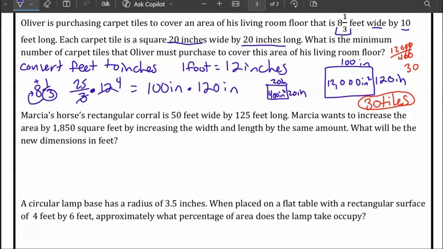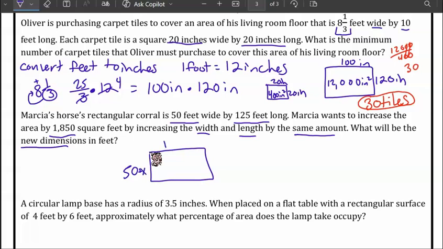Marcia's horse's rectangular corral is 50 feet wide by 125 feet long. Marcia wants to increase the area by 1,850 square feet by increasing the width and length by the same amount. What will be the new dimensions in feet? So we could draw a rectangle here. 50 plus something, and then 125 plus that same something. And then the area would equal the original area plus 1,850.